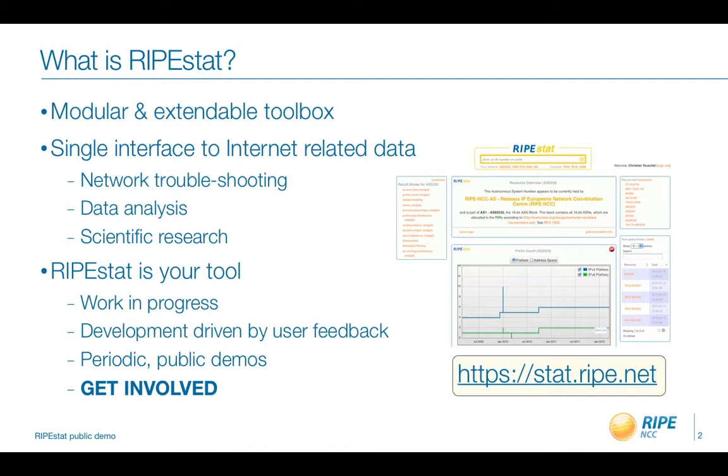To begin, a brief introduction on RIPEstat. RIPEstat is a web-based toolbox for internet-related data, and it's meant to serve as a single point of entry for troubleshooting, measuring, and analyzing network-related information. It's built in a modular fashion via widgets and a data API, which means that you can easily port the visualization you see to your own website or access the data sources directly in a scriptable manner. The central point of access is stat.ripe.net, where you can find all the new features as well as documentation on how to use the data and widget APIs.